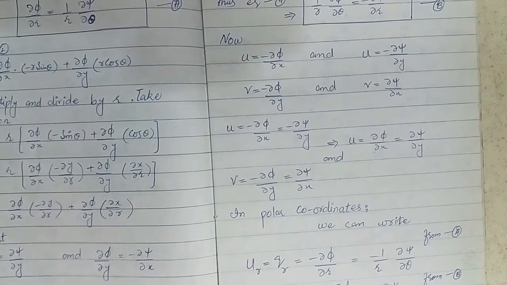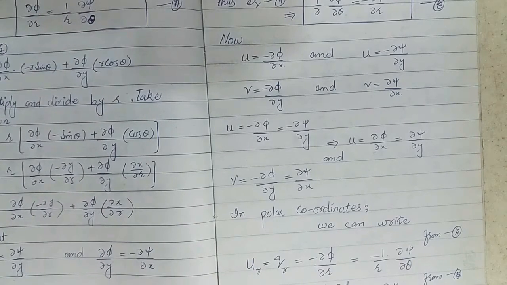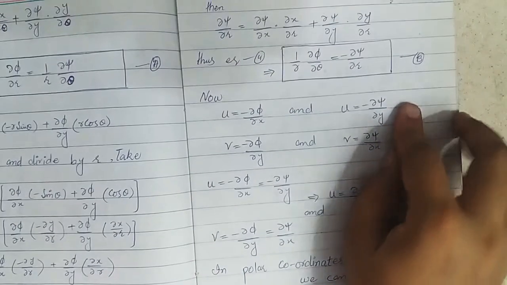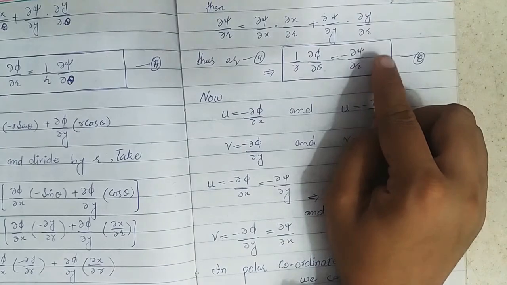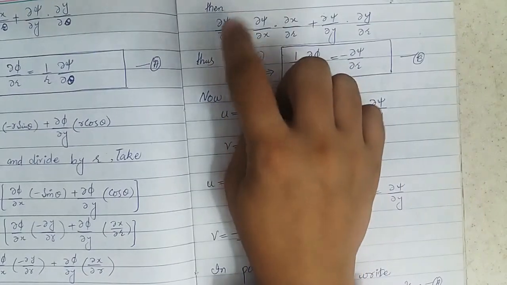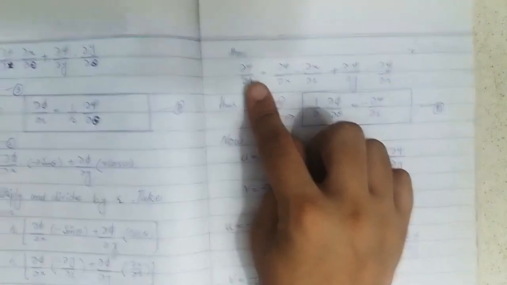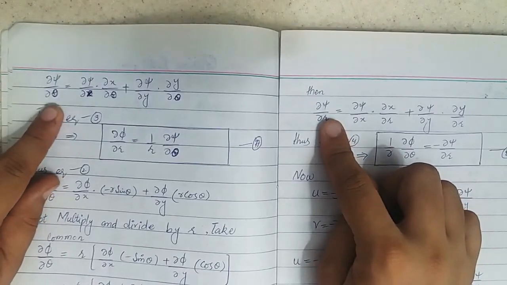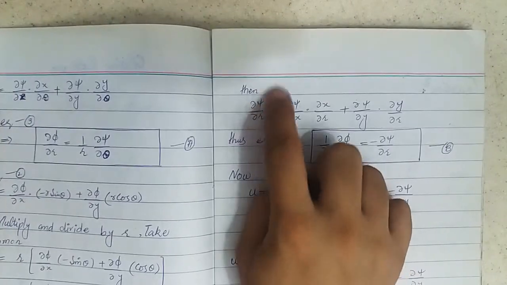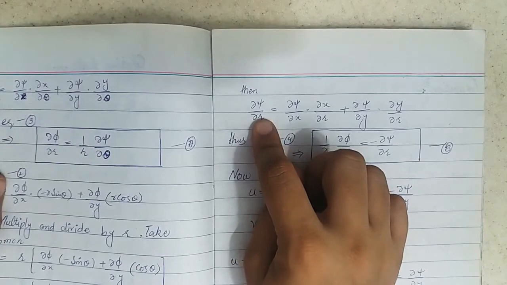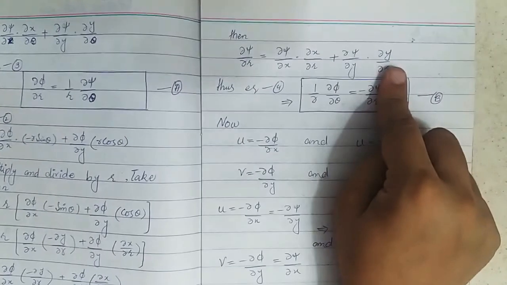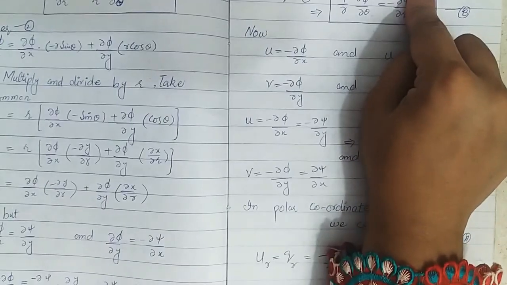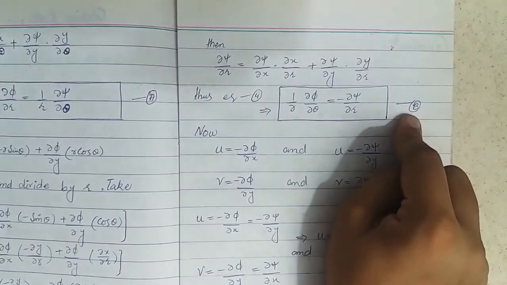Put this value into equation 4. According to the chain rule, this is the value of partial psi by partial r. As this is the value of partial psi by partial theta, in the same way by using the chain rule, this is partial psi by partial r. So when we put this partial psi by partial r value into equation 4, we get equation B.